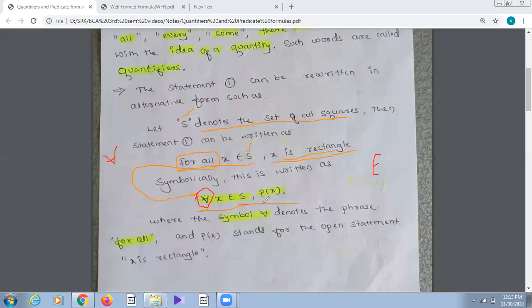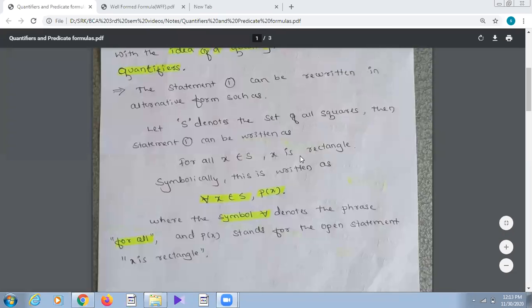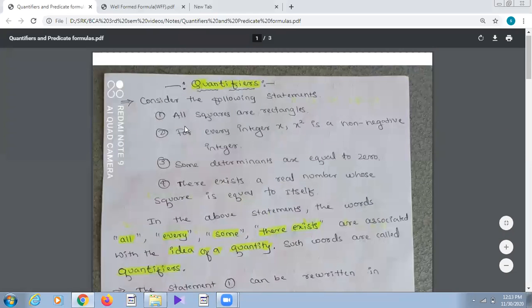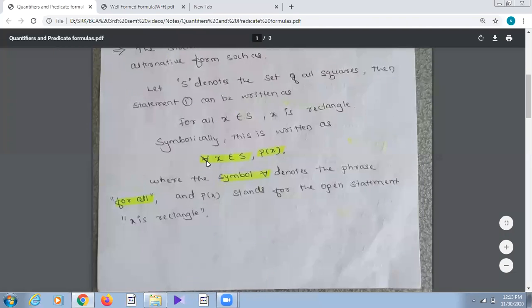So that statement will be written in the form of P of x. Here P of x stands for the open statement that x is a rectangle. So x is a rectangle can be written as P of x. Here this symbol is the for all symbol. Any statement which contains the word all, some, or there exists at least one, these are the quantifiers. So whenever the quantifier all comes in a statement, you can write the symbol like this, an upside-down A. That is the symbol of all.